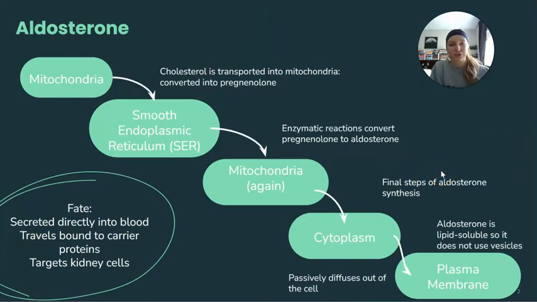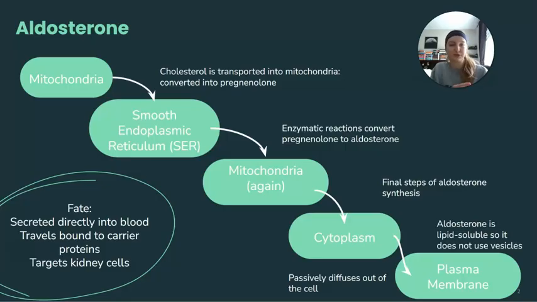The first macromolecule that I chose was aldosterone. This is a steroid hormone that is produced by the adrenal glands and helps to regulate blood pressure and electrolyte balance. This starts in the mitochondria, and cholesterol is transported into the mitochondria and converted into pregnenolone. From there, the pregnenolone goes into the smooth endoplasmic reticulum, or the SER. In the SER, some enzymatic reactions convert pregnenolone into aldosterone.